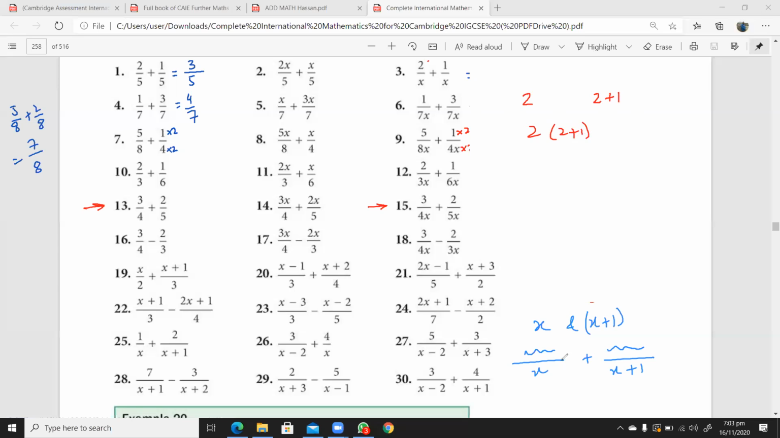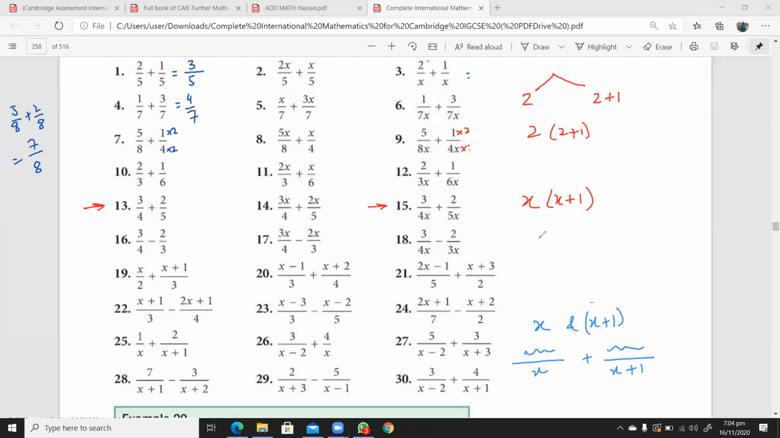Okay, so what should be the LCM of x and x plus 1? x squared plus x, or x into x plus 1. Bachcho, please batao yaar. If you agree that 2 and 2 plus 1 have an LCM which is 2 into 3, which is going to be 6, then you must agree with me that x and x plus 1, their LCM is going to be x into x plus 1.